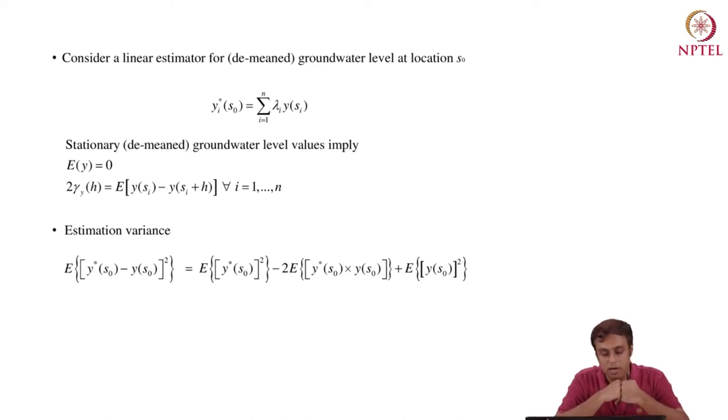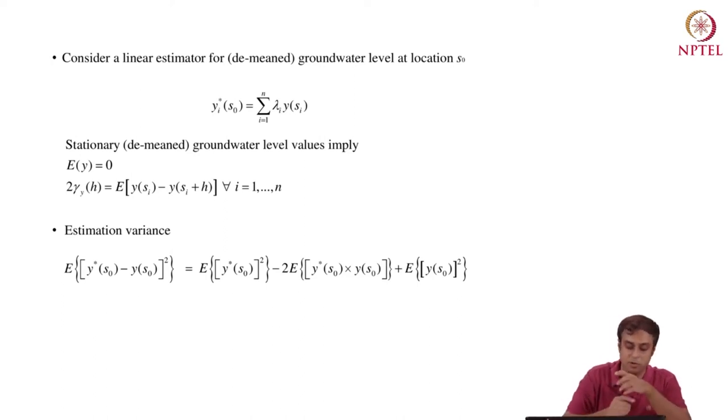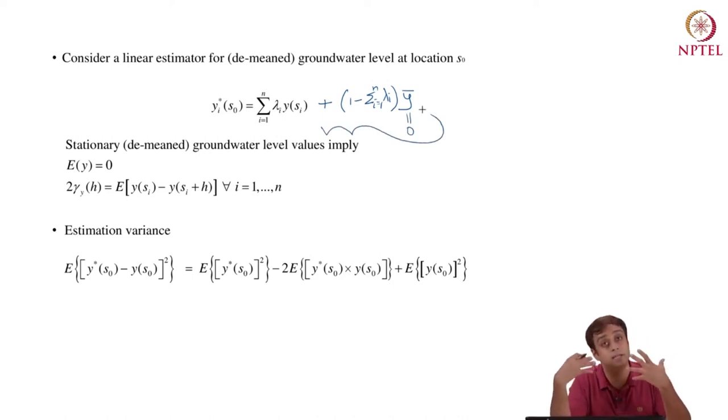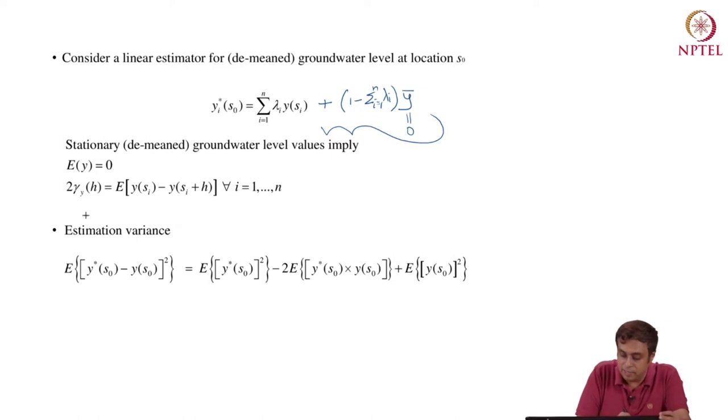Stationary or de-meaned groundwater level data implies that the expectation of Y is equal to 0. That is why we do not need the constraint, which is 1 minus the summation over i equals 1 to n of lambda i times Y bar. This Y bar is equal to 0. So the constraint is automatically satisfied; the weights will implicitly sum to 1. Okay.